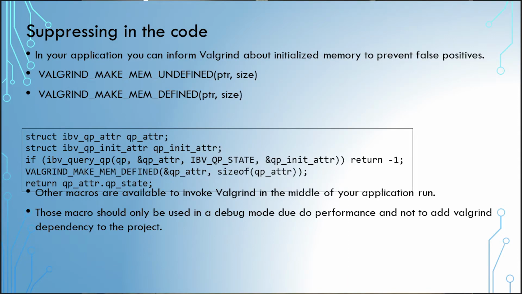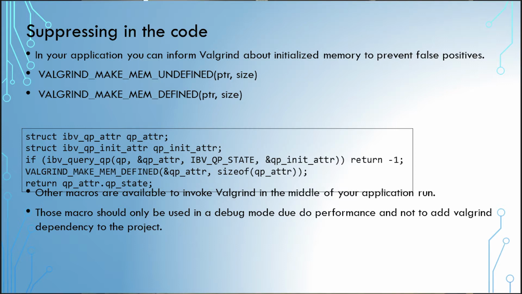Besides that, you can, in your application, put macros and compile with Valgrind and tell Valgrind this memory is fine, it's initialized. Of course, this is the macro, Valgrind make mem undefined or defined. You give it the pointer and the size, and then it knows that this memory is okay. This is a small code snippet. We query the hardware about something, and we tell Valgrind this entire thing is memory defined. No problem. Don't tell us about it.